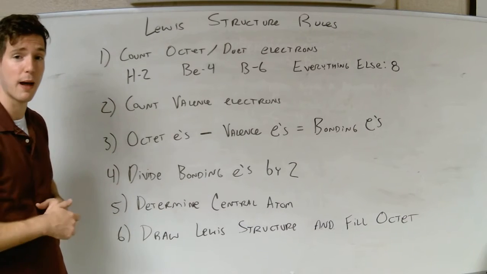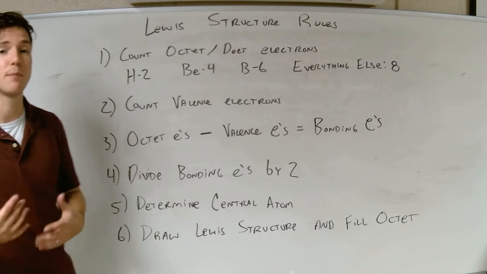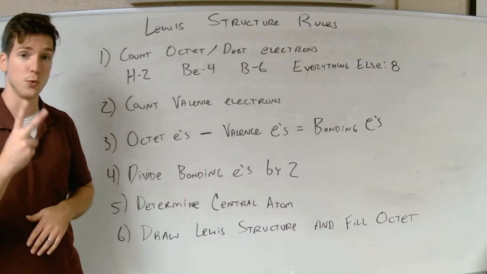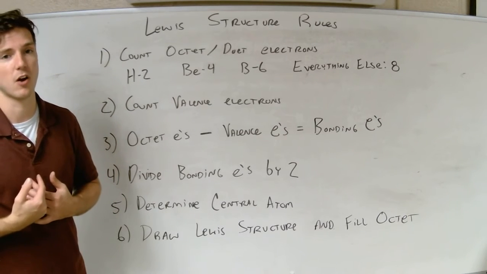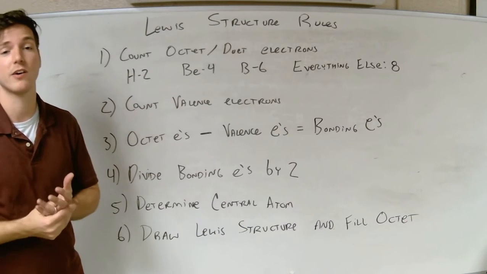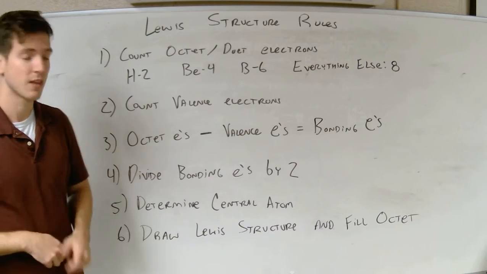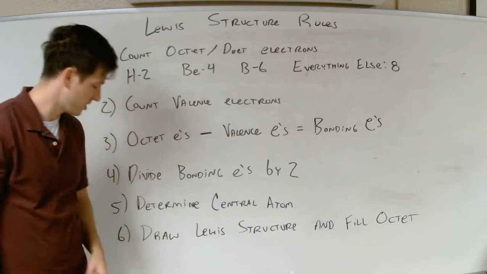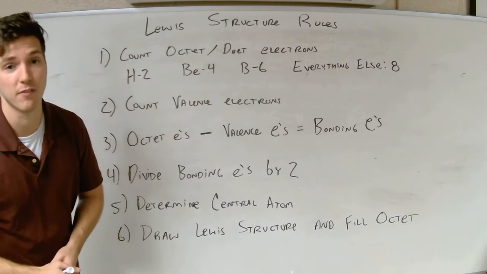After we figure out those bonding electrons, we're going to divide the bonding electrons by 2. That will tell us how many bonds we have in our whole Lewis structure. Remember those lines that we saw in those Lewis structures? That will tell us how many bonds we have.